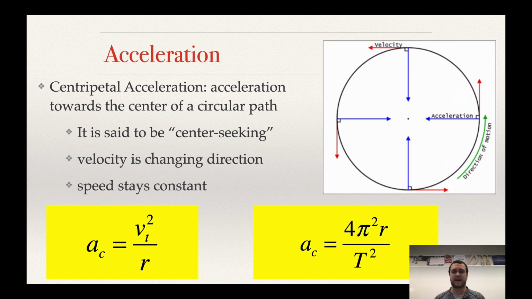Again, look at the velocity vectors on this diagram. They're changing directions, right? Every 90 degrees on that circle, we're seeing that vector pointed in a different direction. The acceleration always towards the middle of that circle. And our acceleration we can find in two different ways. Our centripetal acceleration is either the square of our tangential velocity divided by the radius of the circle, or it is 4 pi squared times the radius of the circle divided by the square of the period. So we have two different ways with which we can find our centripetal acceleration, which is actually quite handy.